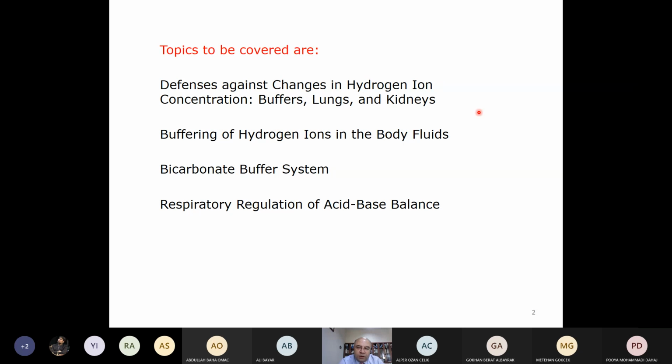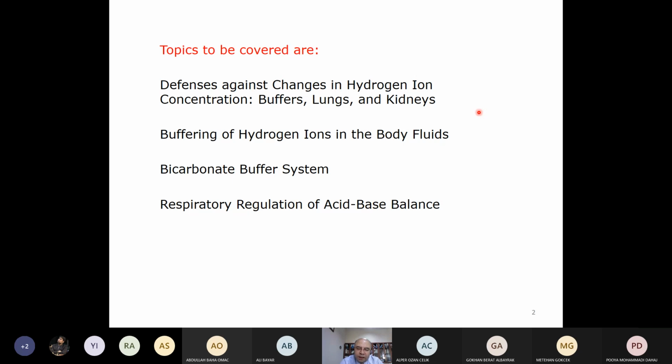Kidneys are important. Why are kidneys important in acid-base balance? Although the pH range of our blood is kept within a very limited range, let's say 7.3 to 7.5, normally 7.4, urine pH can vary quite a wide range, between pH 5 and pH 8. So this is a wide range.